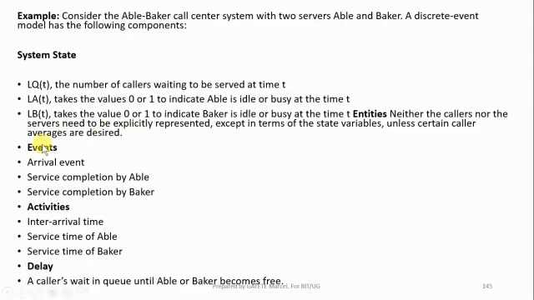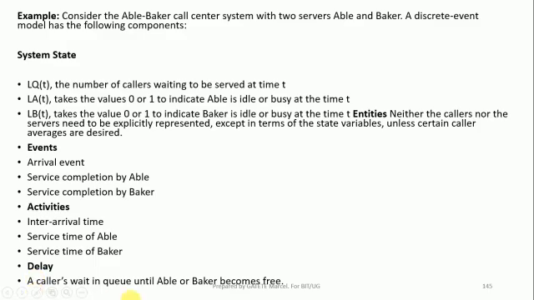What will be the event? The event will be arrival events. Arrival events of what? The calls. There can also be the event which is the service completion by Able. It means that when Able finishes giving service to a customer, this is an event. Or service completion of Baker. You can also say that the event is anything which occurs at any specified time.